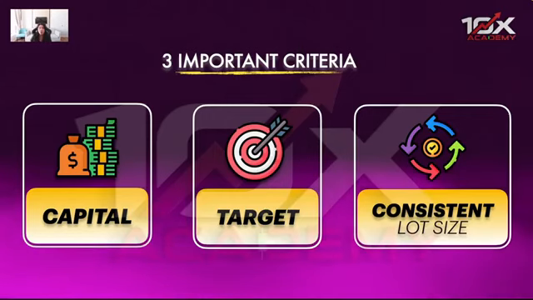Because that's what happened to me. I was consistent with my lot size, and then 2 years ago I achieved my first 7 figures when I was only 22. So if you want to achieve your 7 figures, trust me, trading is one of the best incomes you can earn, 5, 6, 7 figures, without a degree. All you have to do is be consistent and disciplined.